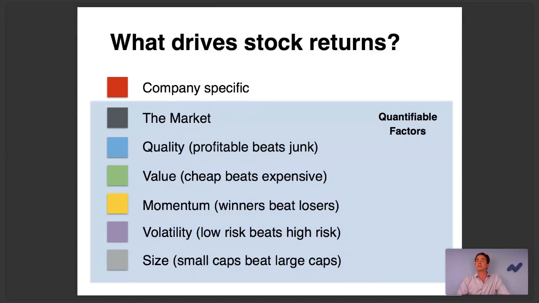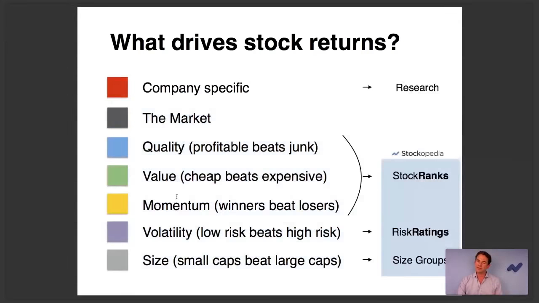Quality, which is the idea of profitable shares beating junk shares. Value, which is cheap shares beating expensive shares. Momentum, which is winners versus losers. Volatility, which is low-risk shares beating high-risk shares. And size, which is that small caps beat large caps. This set of different factors we've designed to map to different features on the Stockopedia site, and this is how we really help across these five factors.